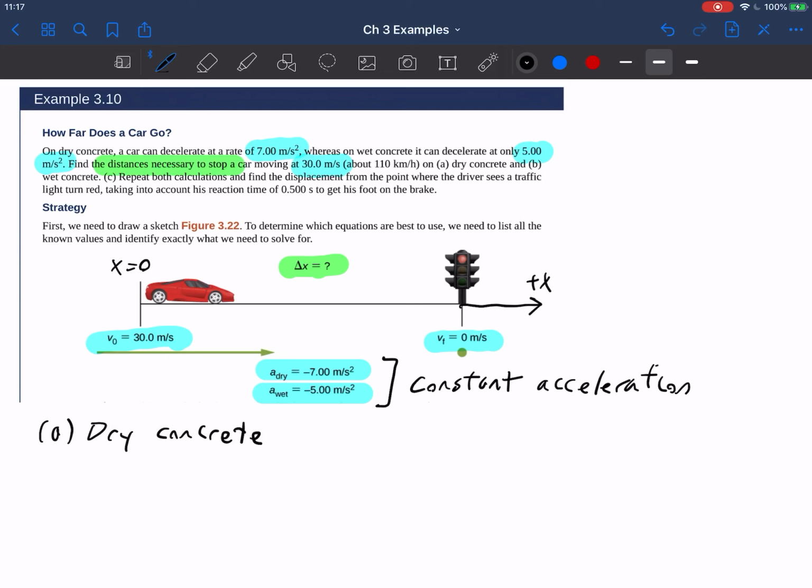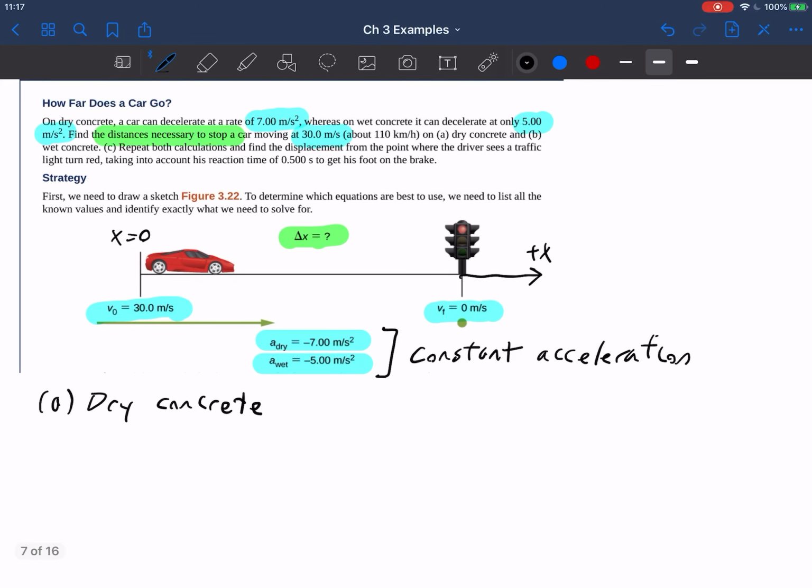Of those four constant acceleration equations, I want to find the equation that has one unknown and everything else known, and then I can solve for that one unknown. It turns out with this problem, the one that we can recognize is going to be useful to us is v squared is equal to v naught squared plus 2a delta x.